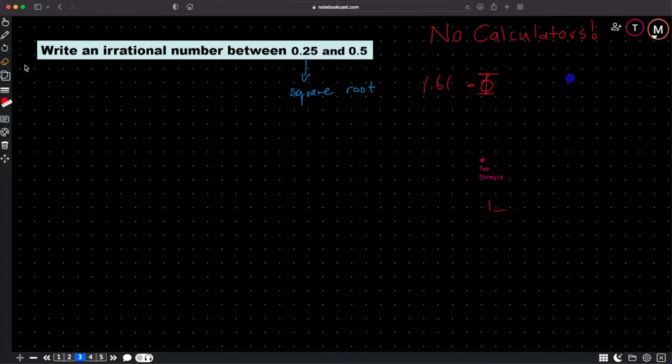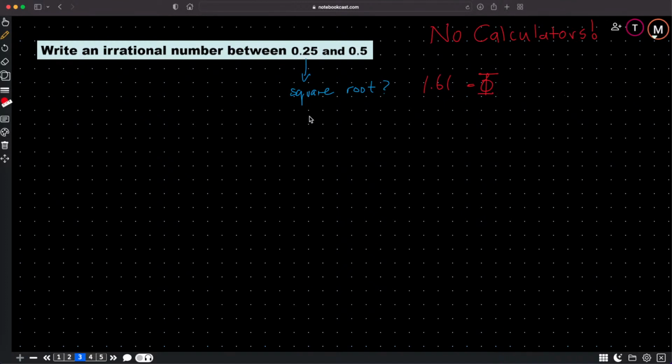It's something like that. Anyway, so we want to write 0.25 as a square root. It's not an irrational number, but if we want to find an irrational number between these two decimals, then we want to write these as a square root, and then maybe we can identify an irrational number between them.